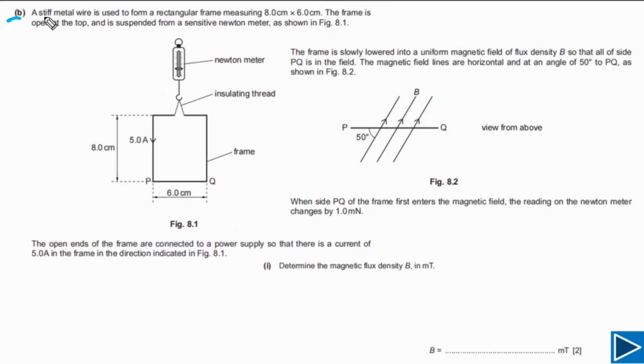For part B, it is given to us that a stiff wire is used to form a frame, and the dimensions of the frame are 8.0 by 6.0 centimeters.